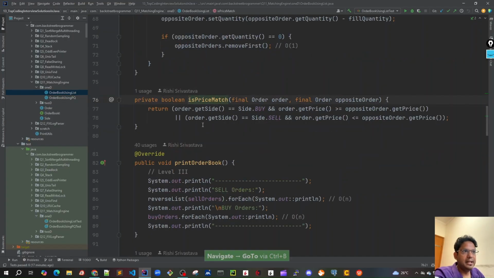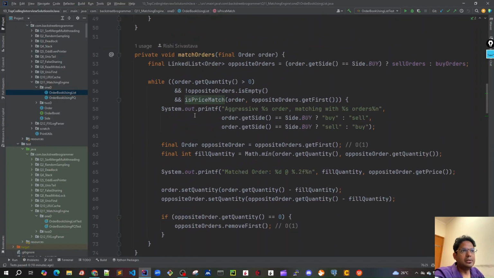In the price match, as we have discussed, if the order side is buy and the order's price is greater than or equal to the sell side price, only then can we match it. Similarly, if we have a sell order, then the sell order price should be less than or equal to the buy side order price. This is the price match condition, as we just discussed. Okay, so let's go back here.